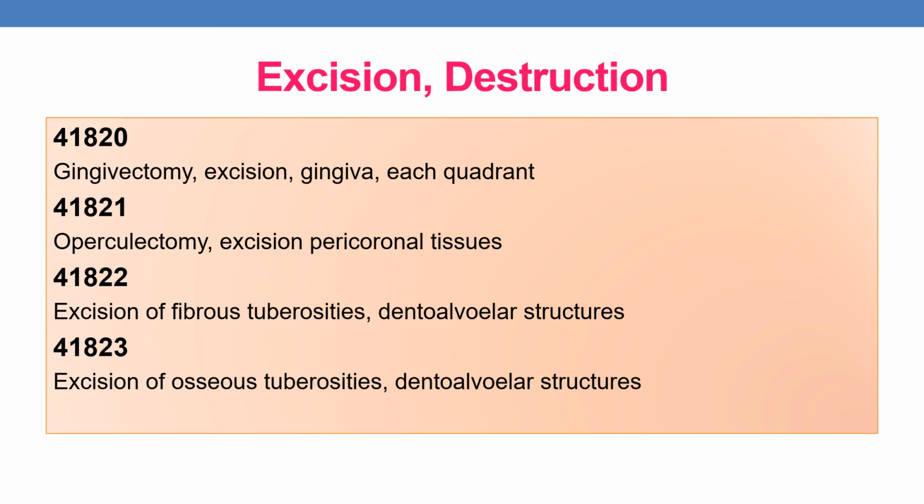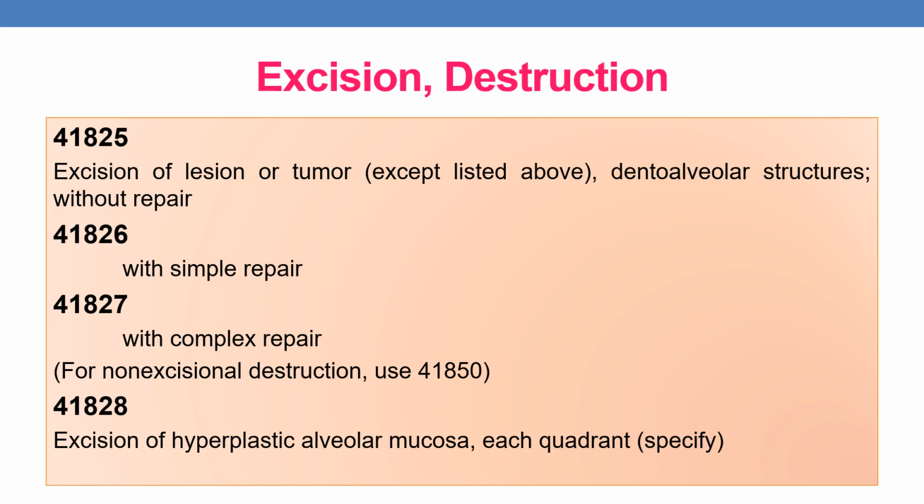The next is 41823. It deals with excision of osseous tuberosities. Previously it is fibrous tuberosities. Now 41823 deals with excision of osseous tuberosities, dentoalveolar structures. The next CPT is 41825. It deals with excision of lesion or tumor, dentoalveolar structures without repair.